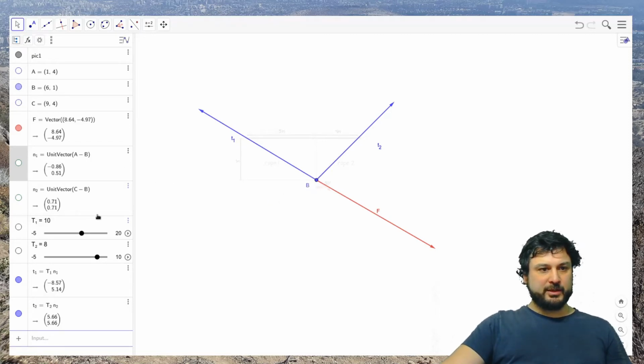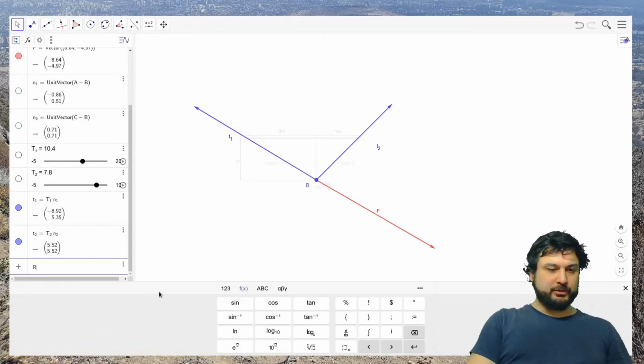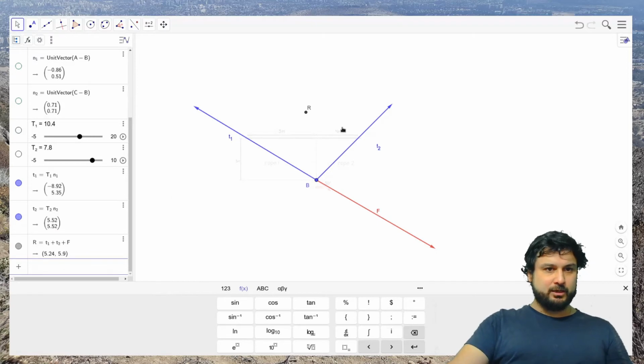So here's the statement of the problem. I need to find the length of T1 and the length of T2 such that the sum of all these three vectors cancel out. So let's compute the resultant force to be equal to T1 plus T2 plus the vector F. Okay, so that's R over here.